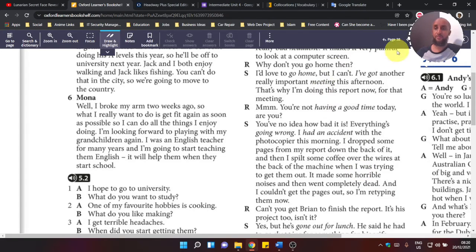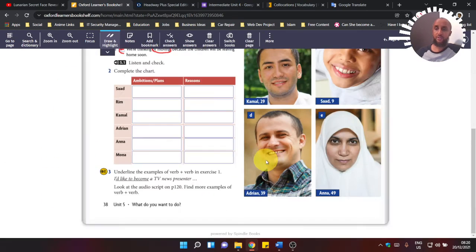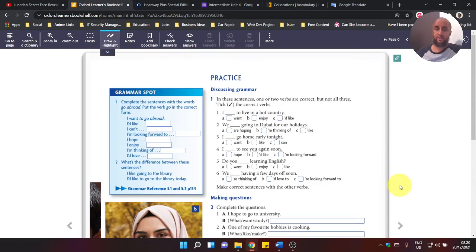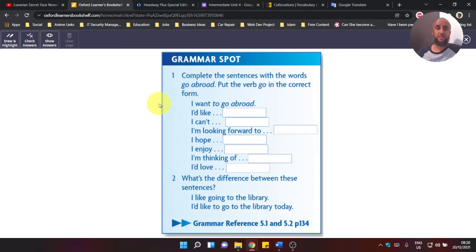All right, let me go back to the book and return to the page. As a last thing to do, let's just do this grammar exercise together, and then inshallah I will finish with the video. Here we go. It says complete the sentences with the words go abroad. Put the verb go in the correct form.